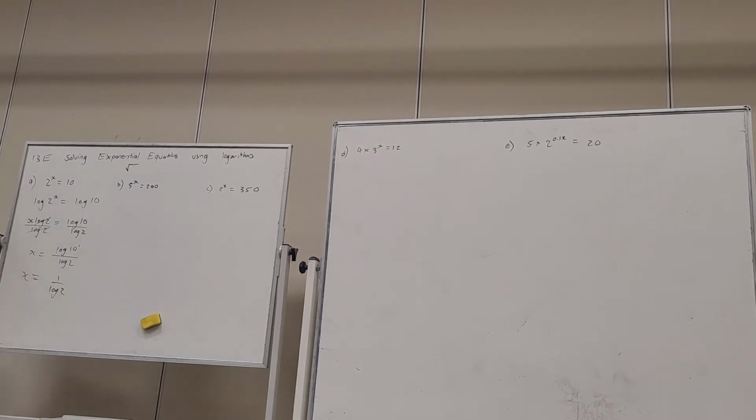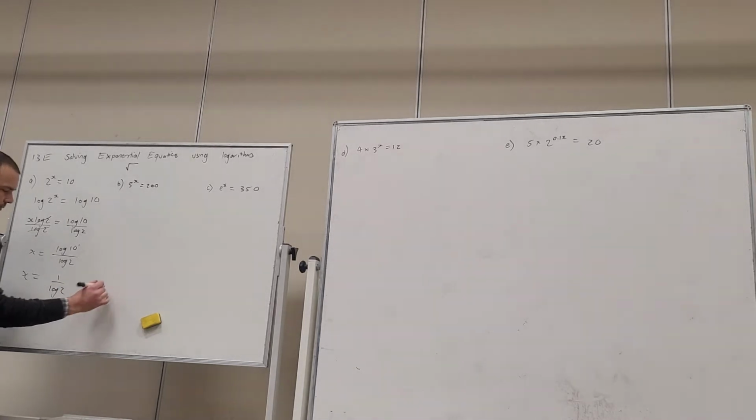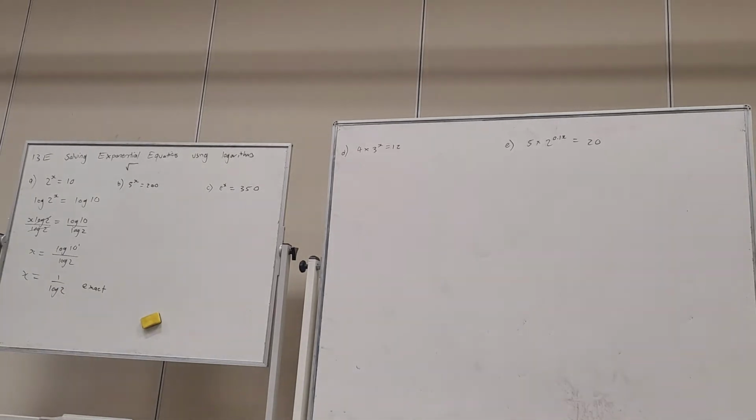Now, what we've done there is we have answered it exactly, okay? Because log 2 is going to be an irrational number. It's going to have an infinite number of decimal places. And so when we perform this operation in our calculator in a moment, the solution will have an infinite number of decimal places. So this is what we call exact form. We've answered the question exactly. And if we put it in our calculator, we can round it. We can come up with an approximate solution.